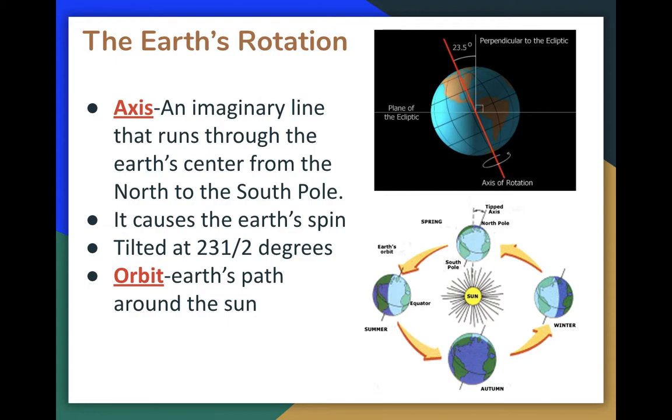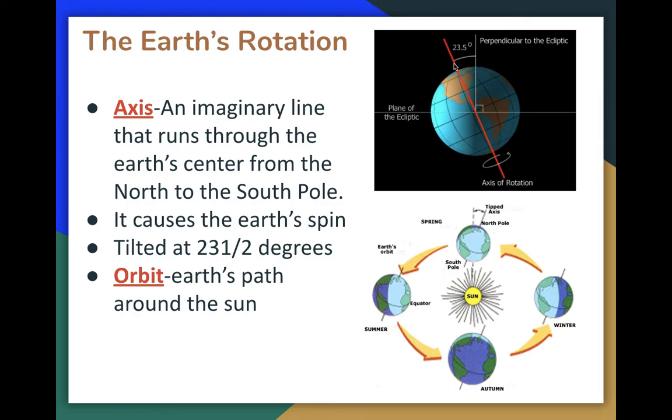So the Earth's rotation. The Earth sits on an axis, which is an imaginary line that goes from pole to pole. It goes right through the middle of the Earth, from pole to pole. So this right here, if it was going through the middle of the Earth, would be the axis. It spins on the axis, and then it tilts. It tilts up to 23 and a half degrees.